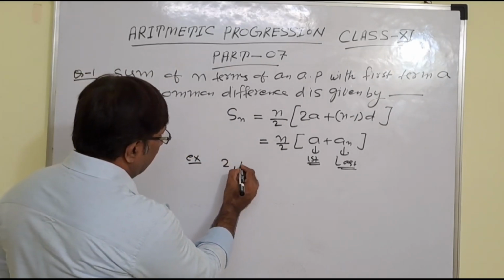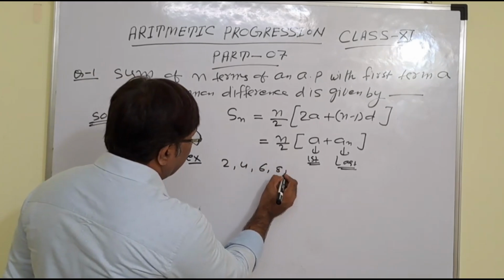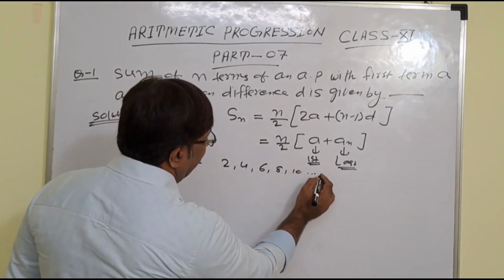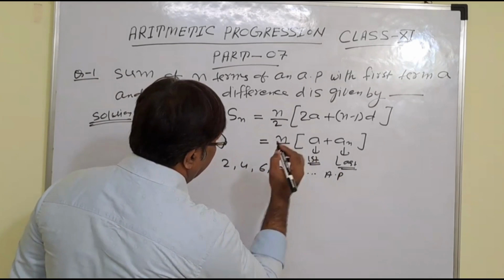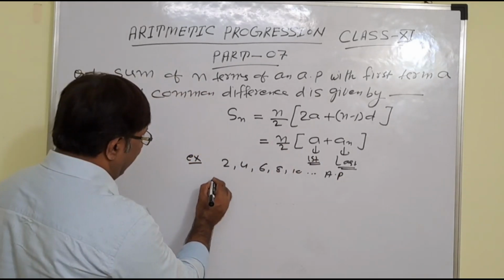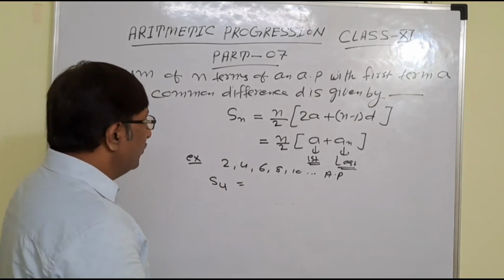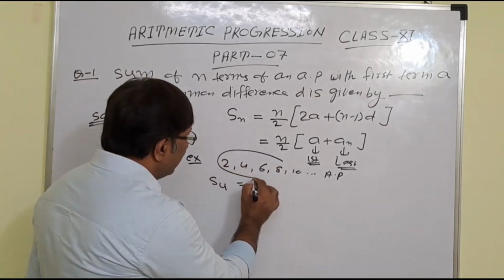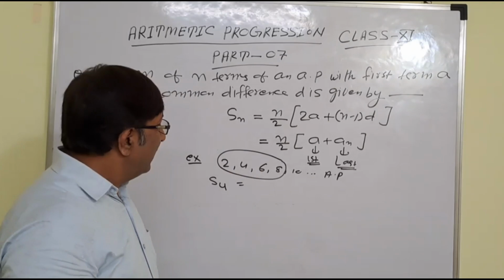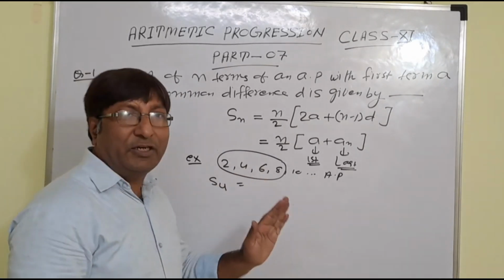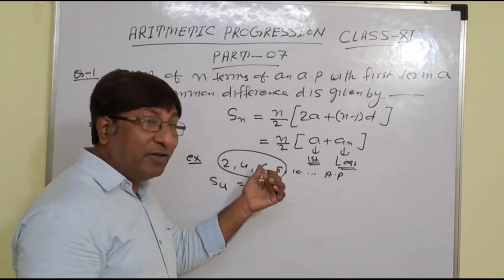Suppose 2, 4, 6, 8, 10 is given, and this is already in AP. If we want to find the sum of the 4 terms of this AP, you know the sum of the 4 terms is: 2 plus 4 is 6, 6 plus 6 is 12, plus 8 is 20. This is simple, we have added it verbally.